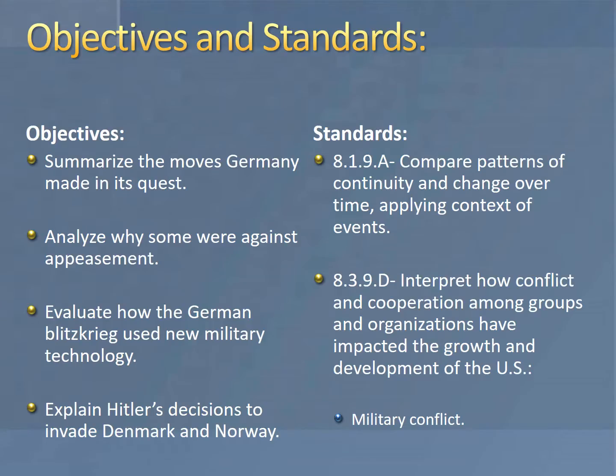So here's our objectives and standards. Summarize the moves Germany made in its quest. Analyze why some were against appeasement. Evaluate how the German blitzkrieg used new military technology. And explain Hitler's decisions to invade Denmark and Norway. And if you would, please, again, take a look at the standards.